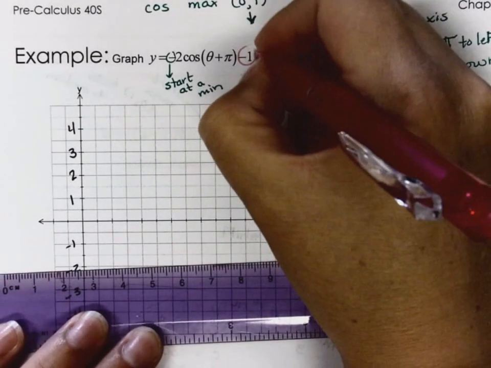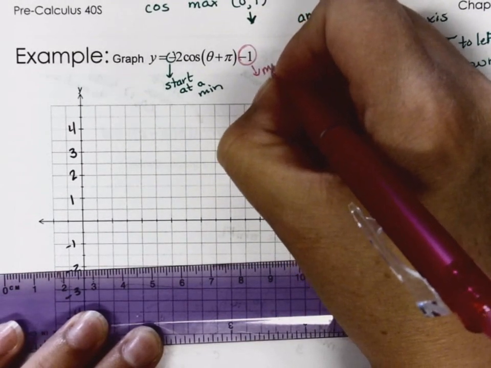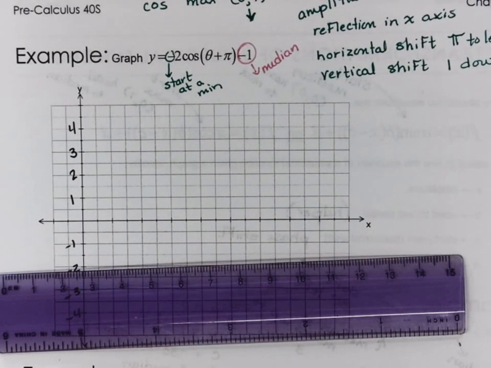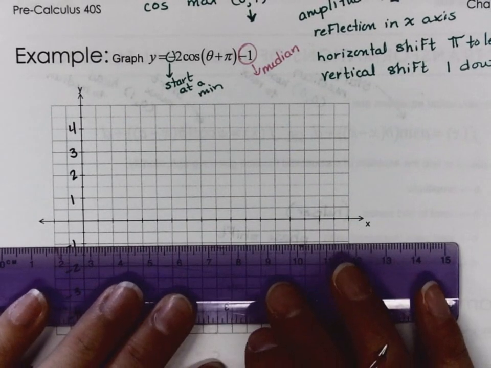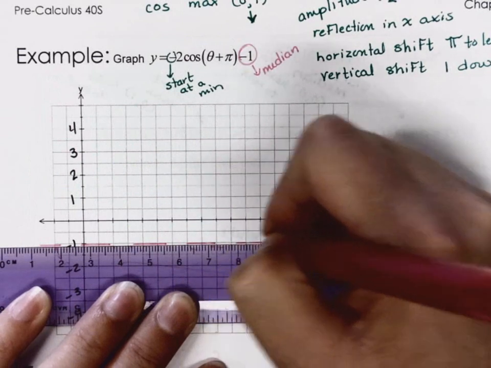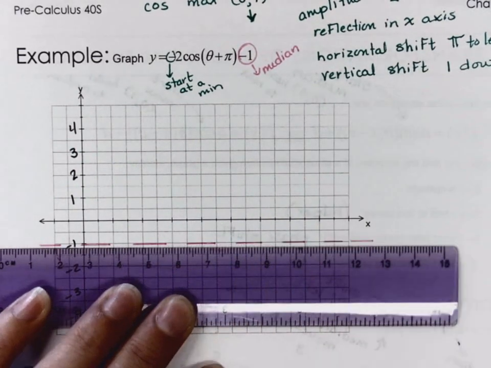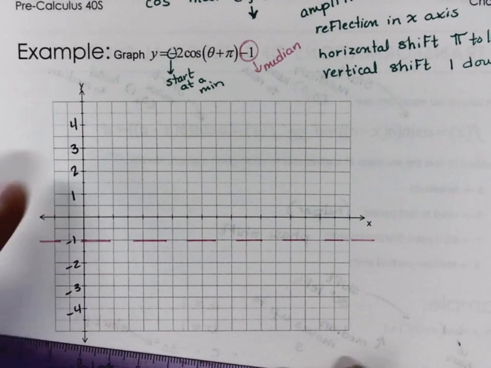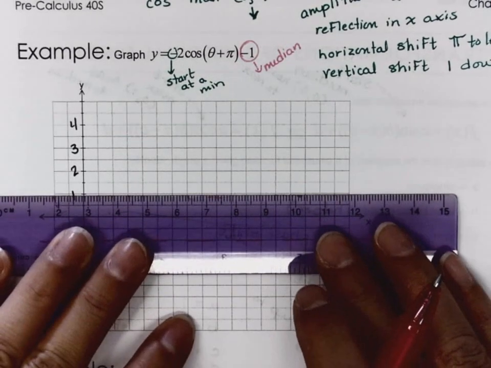This tells me this is my new median. Because my old median was at 0. So if my old median was at 0, my new median is at -1. And again, if you're going to use these, you do not have to. If you're going to use those, they have to be dashed lines because they don't really exist. So what's my amplitude? 2. So I'm going 2 units up from here. So 1 unit is 0, 2 units is 1.